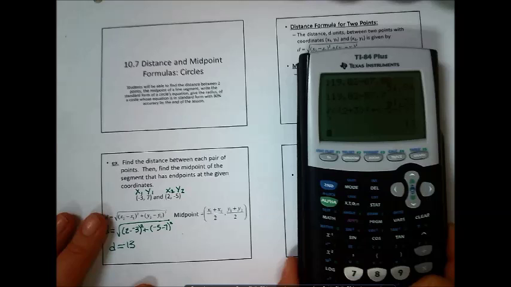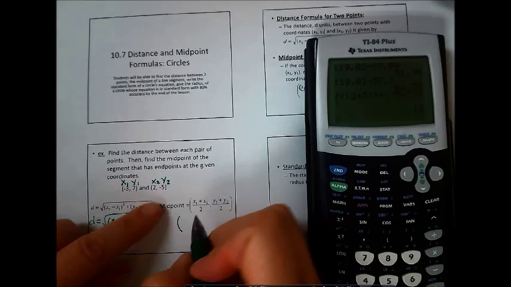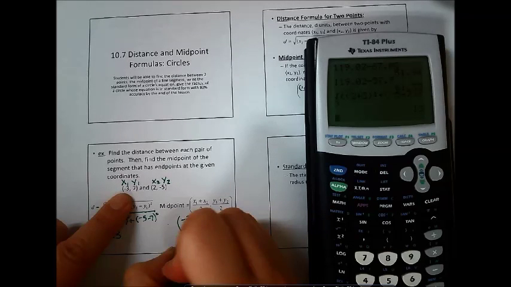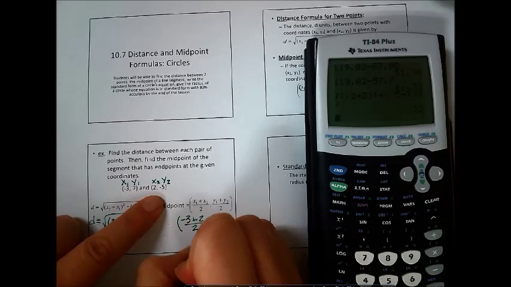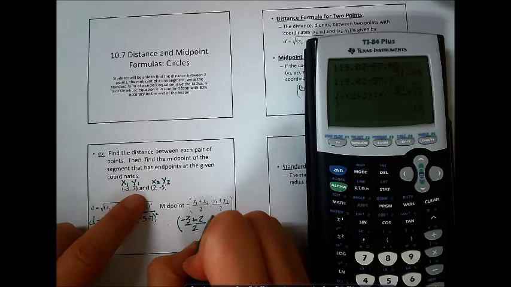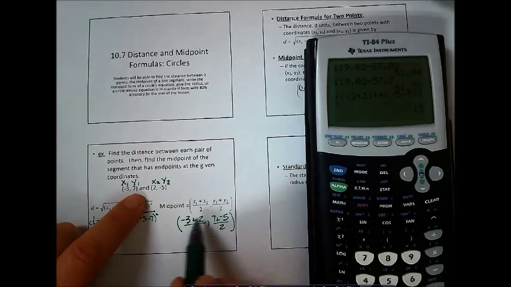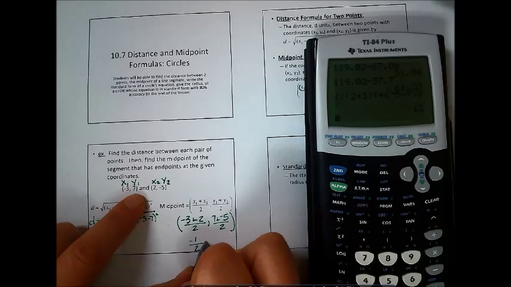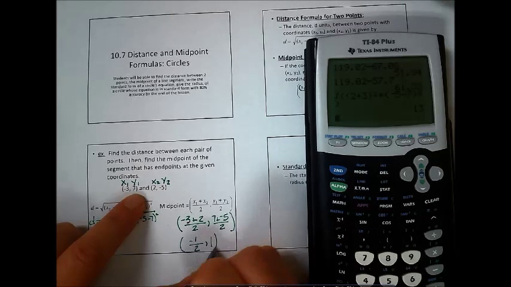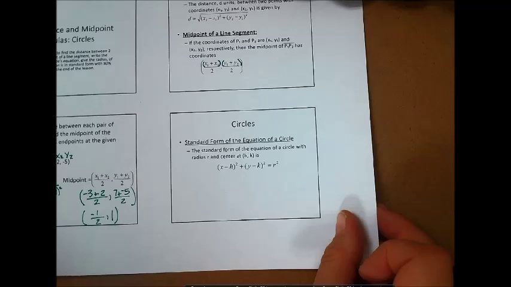For the midpoint, you say, okay, this is still an ordered pair, and it's going to be (-3 plus 2) all over 2, and (7 plus -5) all over 2. -3 plus 2 is -1, so we get -1/2. 7 plus -5 is +2, divided by 2 is 1. And that's our midpoint.